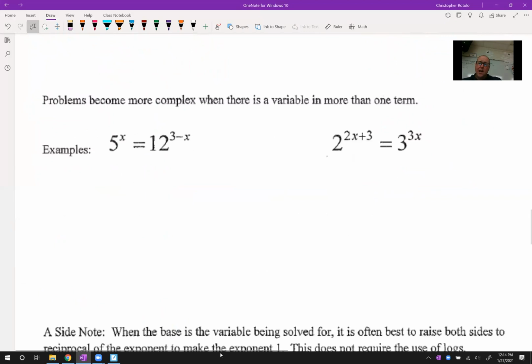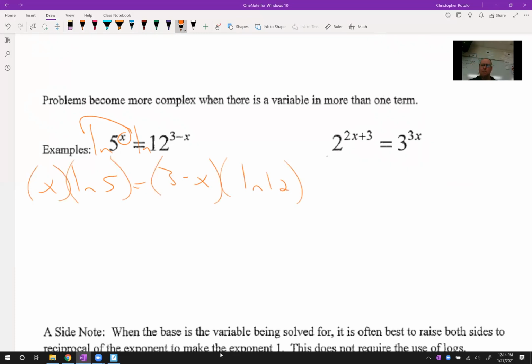All right, so now that we have a little bit of understanding there, the next thing we can do is use the same concept here. Remember, I can't make the bases the same. That would have made this a whole lot easier. So I'm going to use the natural log of both sides. And that gives me x natural log of 5 equals 3 minus x times the natural log of 12. Let me add some parentheses so we understand that these things are being multiplied.